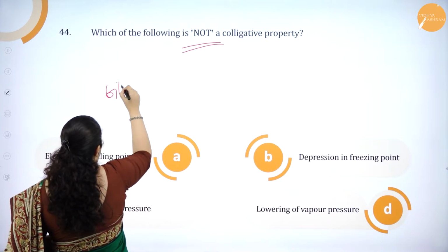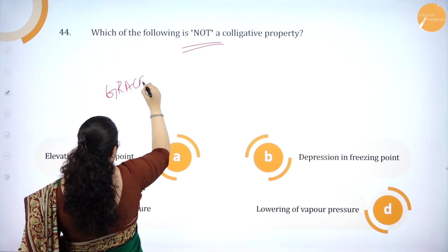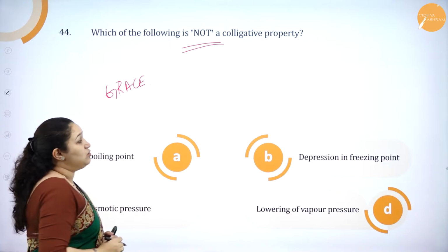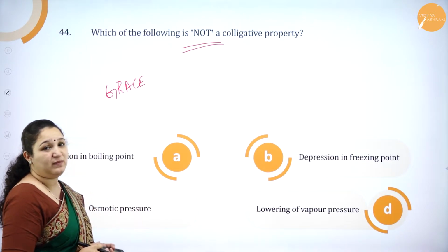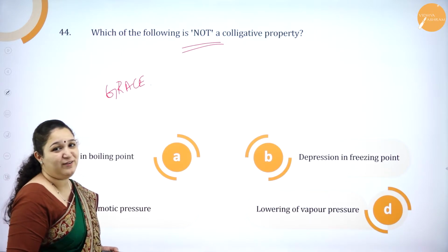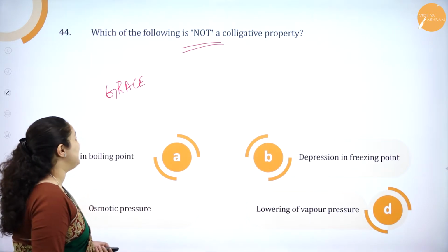It's a grace marks question. Okay. So, which is not a colligative property they have asked. All of them given here are colligative properties. Okay. We'll see the next question.